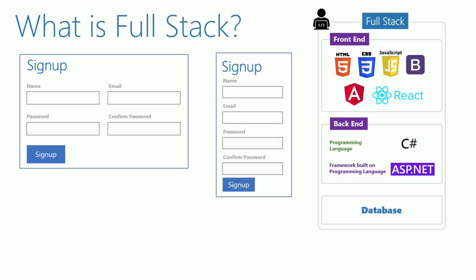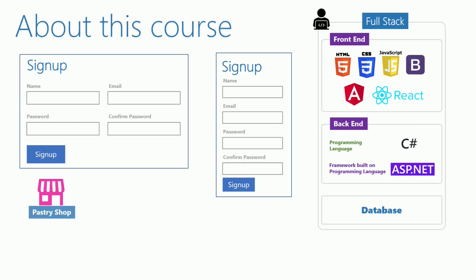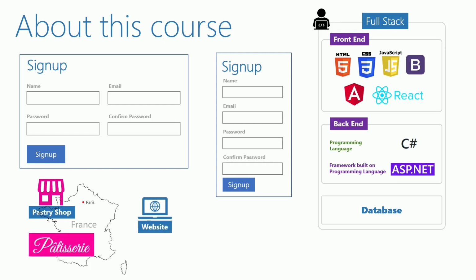You can go through this course even if you don't have any prior programming exposure. You're going to learn full stack by building a website for an imaginary pastry shop. This pastry shop is located in Paris and they want to sell their food products online. The name of the pastry shop is Patisserie. Patisserie is the French translation of pastry shop.